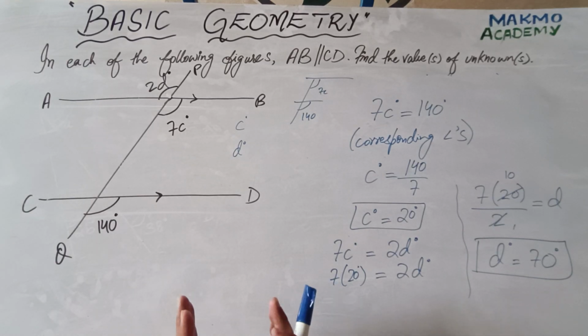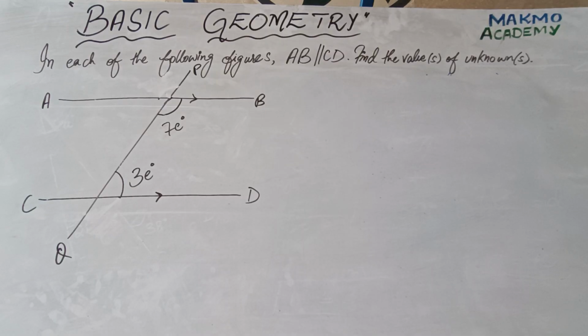Now you can see that we have found both the values of the unknowns. We need to look at the figure very attentively, analyze what is being asked, and then start the question. Now look at this problem. In this problem only one unknown is there. It's 7e and it's 3e.